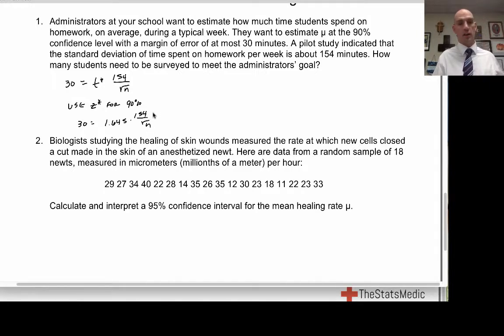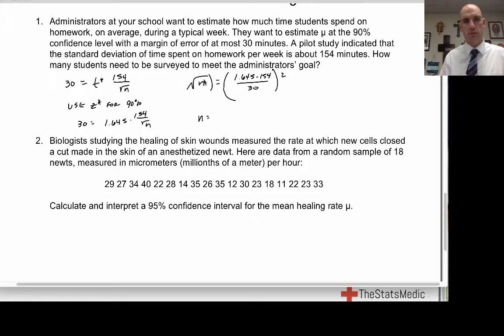Well, when we do a little solving here, right? So we divide 30 by 1.645. So I've got my math here. The square root of n is equal to 1.645 times 154 over 30. And so then when we square that, we get n is equal to, well, actually we squared both sides, right? We get n is equal to 71.31, and we're going to round up, so that means that we need to survey 72 students.